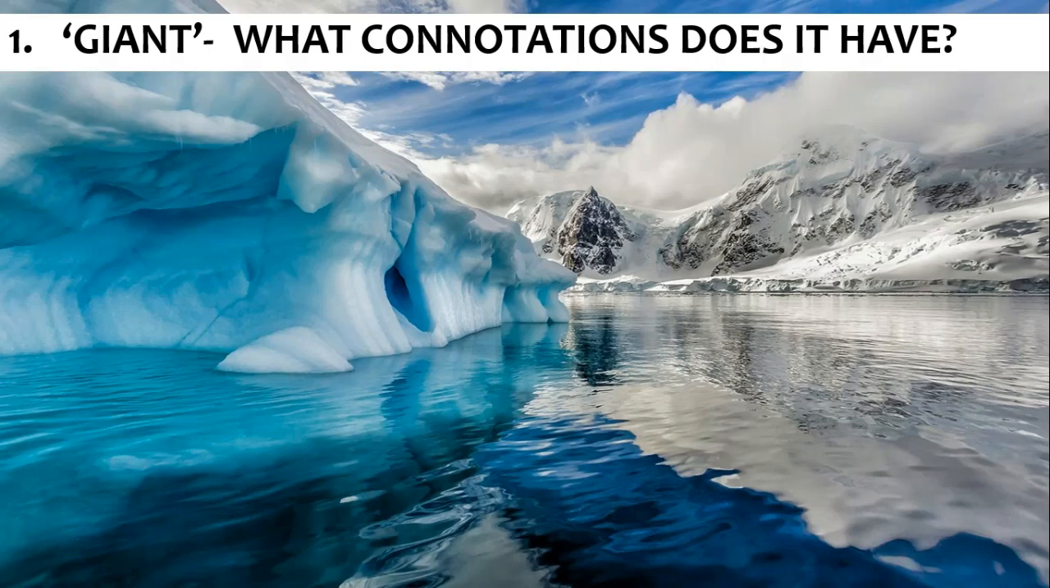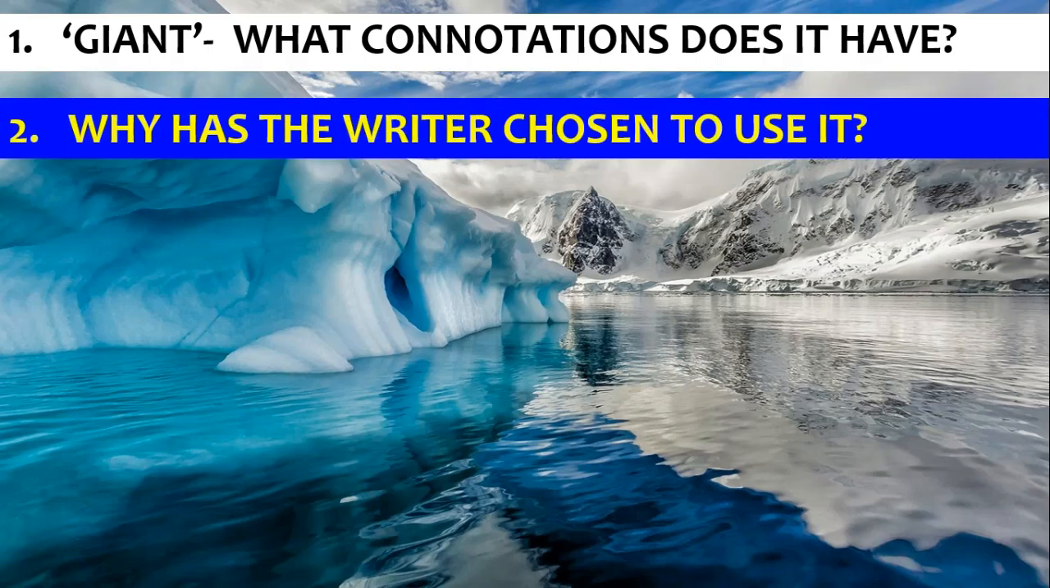Okay, so giant, what connotations does that have? And why has the writer chosen to use it? Because that's basically what the question is. What connotations do the words in the quotes have? But why has the writer chosen to use it? The writer wants the text to seem difficult and dangerous, so he's chosen words deliberately to do that. So let's look at the words he's chosen and why he's used them.